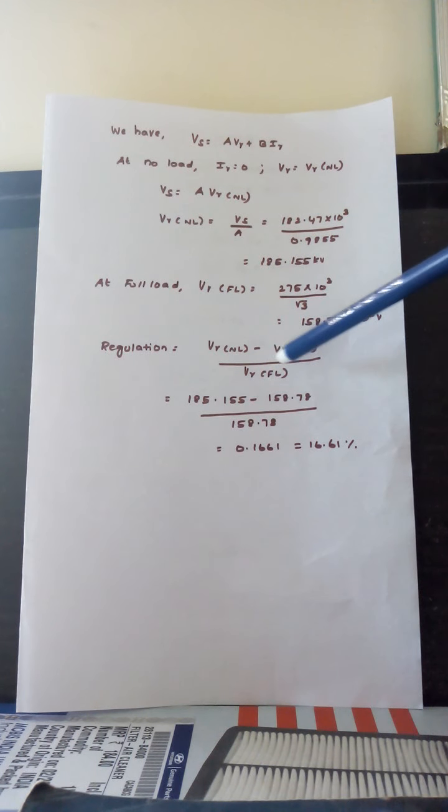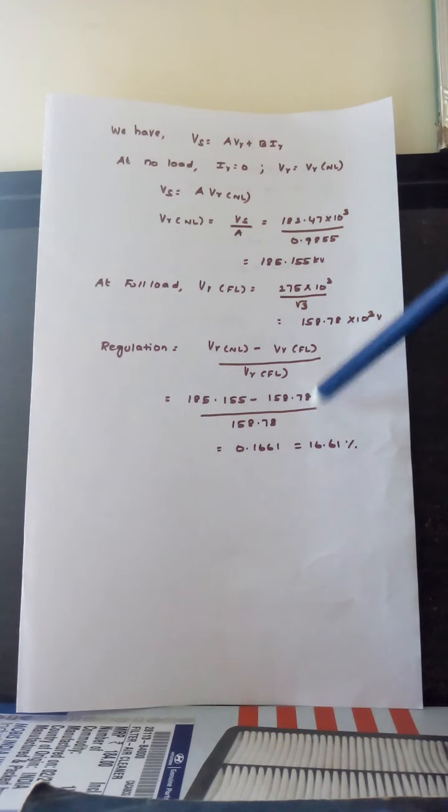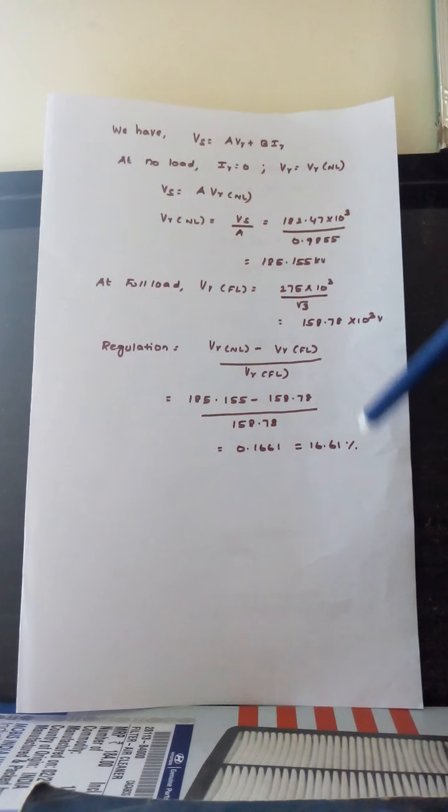If you substitute, the full load they have given is 275 into 10 to the power of 3 divided by root 3, so we are converting into phase voltage. So we are getting 158.78 into 10 to the power of 3 volts. If you substitute here, at full load, we are getting 16.61%. That is the voltage regulation we are getting here.